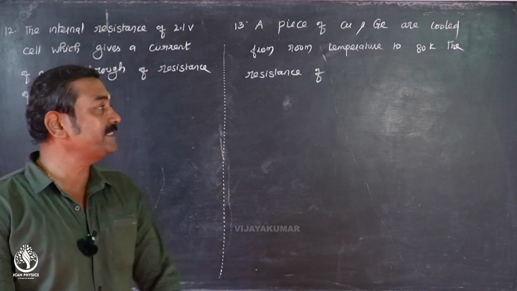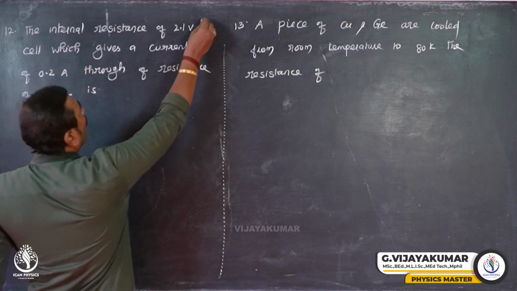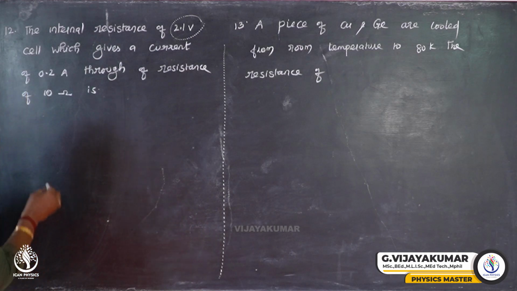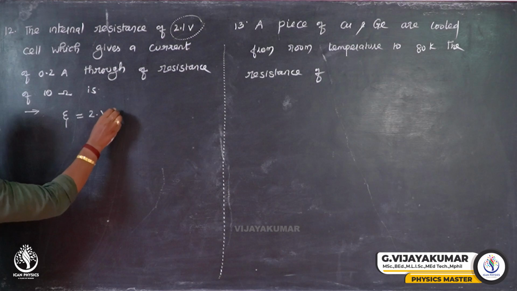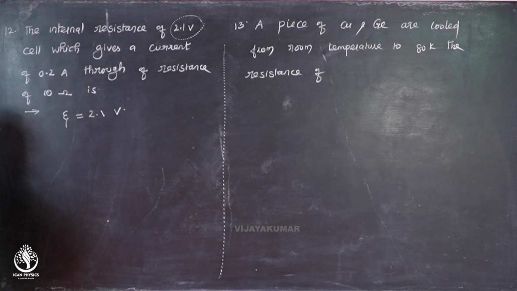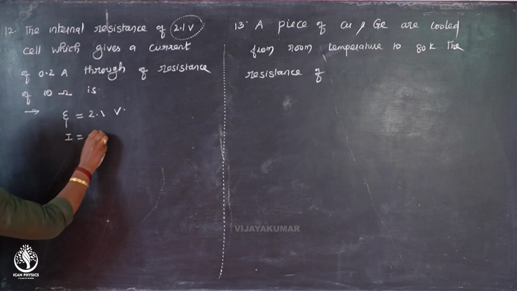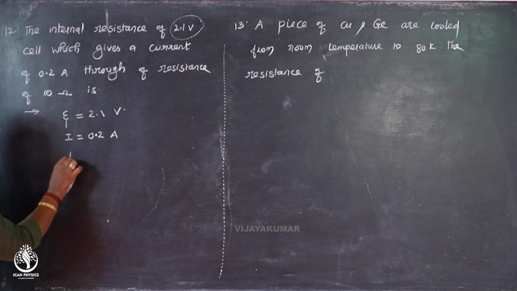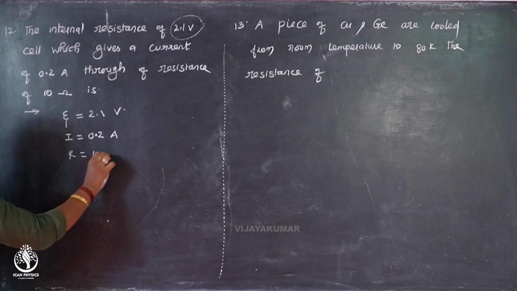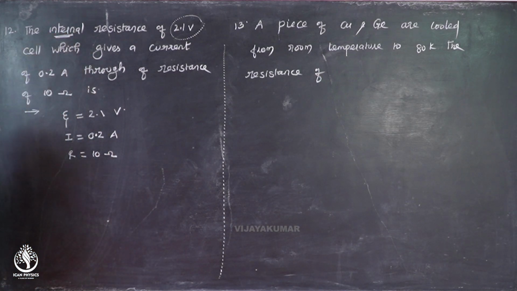The next question: the internal resistance of a 2.1 volt cell, which gives a current of 0.2 ampere through a resistance of 10 ohm. Calculate the internal resistance.